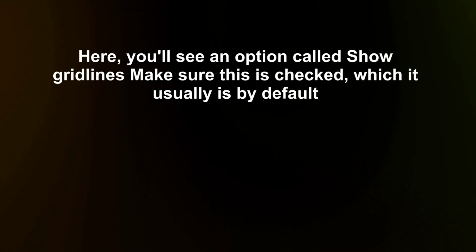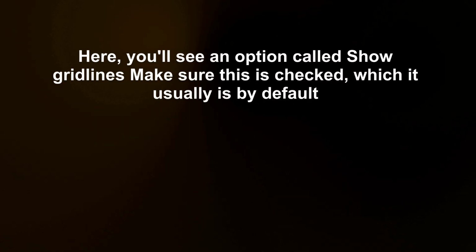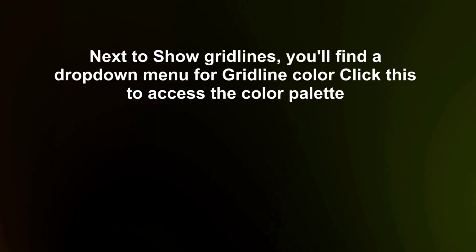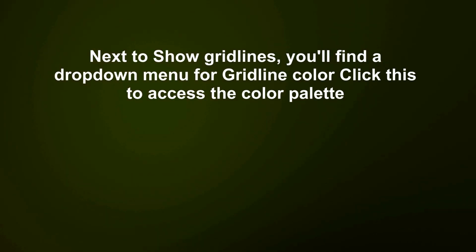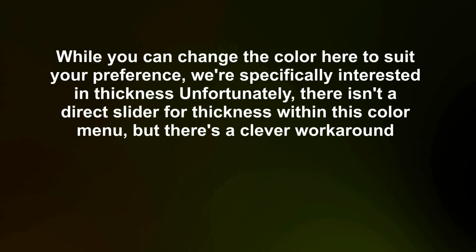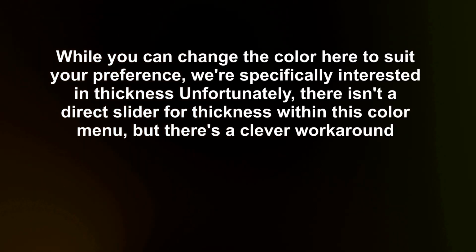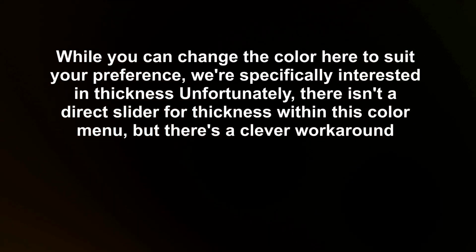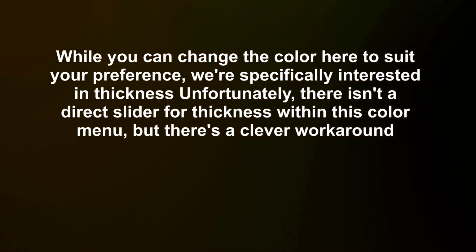Here, you'll see an option called Show Grid Lines. Make sure this is checked, which it usually is by default. Next to Show Grid Lines, you'll find a drop-down menu for Gridline color. Click this to access the color palette. While you can change the color here to suit your preference, we're specifically interested in thickness. Unfortunately, there isn't a direct slider for thickness within this color menu, but there's a clever workaround.